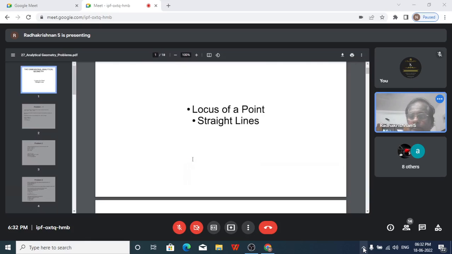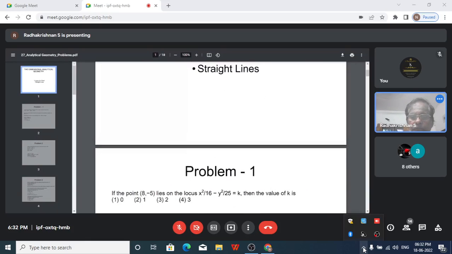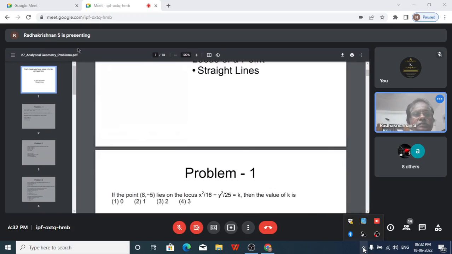First problem is on the locus of a point. The point (8, -5) lies on the locus x squared by 16 minus y squared by 25 equals k. Then the value of k. We have to determine the value of k.